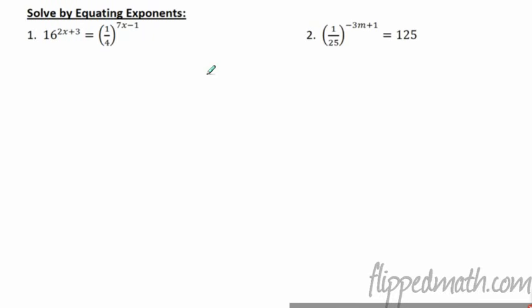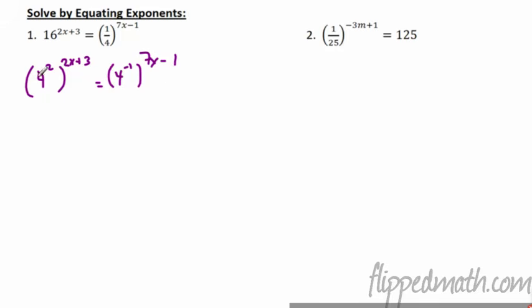We're going to start number 1 right here: 16 to the 2x plus 3 equals 1/4 to the x minus 1. Now, this says solving by equating exponents. How are we going to equate those exponents? Well, we need a common base first. So I look at 16 and I look at 1/4 and I see 4 as a common base. So I'm going to rewrite this with a common base. 16 is 4 squared, and I'm going to keep that 2x plus 3 as an exponent there. And then how can we write 1/4 using an exponent on 4? That would be 4 to the negative 1, and that's to the x minus 1.